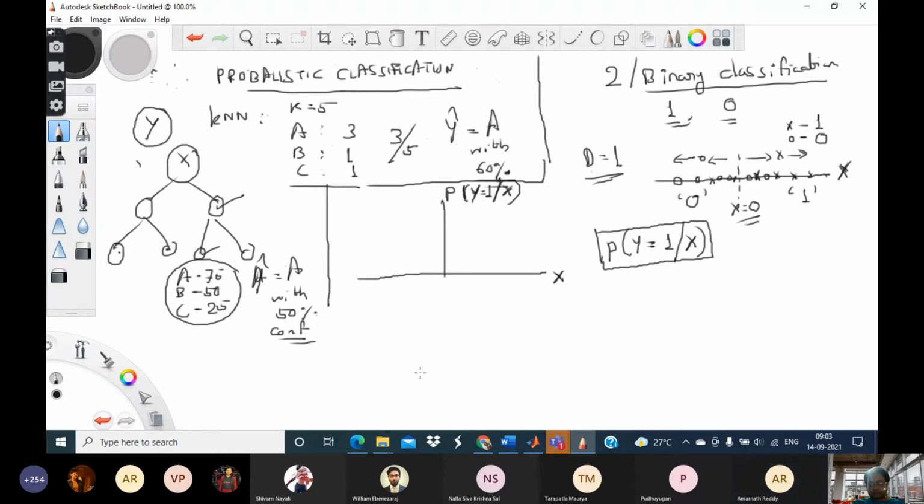Sigmoid function. Sigmoid function. Okay, what is sigmoid function? You are jumping many steps, so tell me what is sigmoid function?